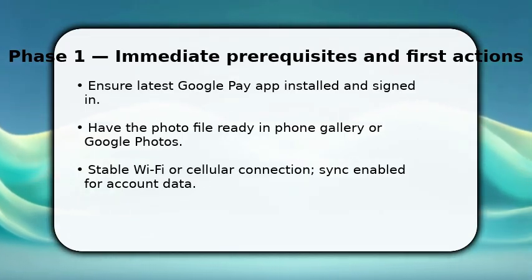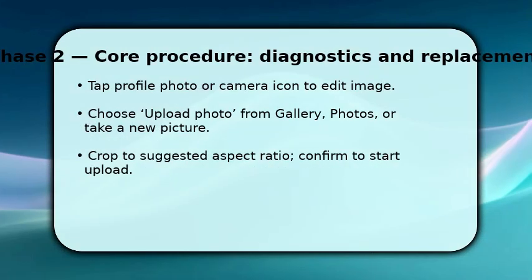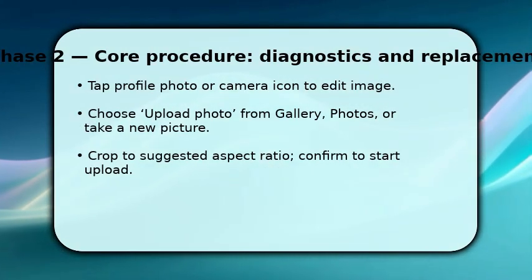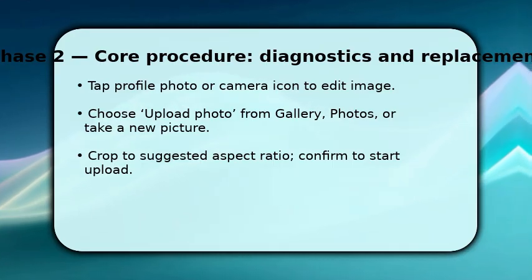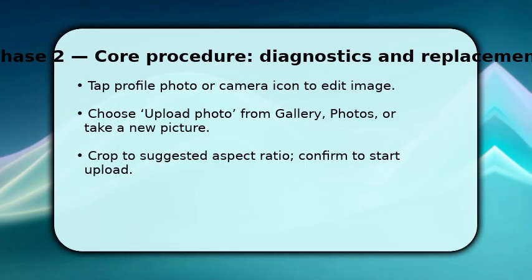Next, you choose and upload the new image. Tap the profile photo or camera icon, then pick Upload Photo. You can select from Gallery, Google Photos, or use the camera to take one. Choose a clear, recognizable image.